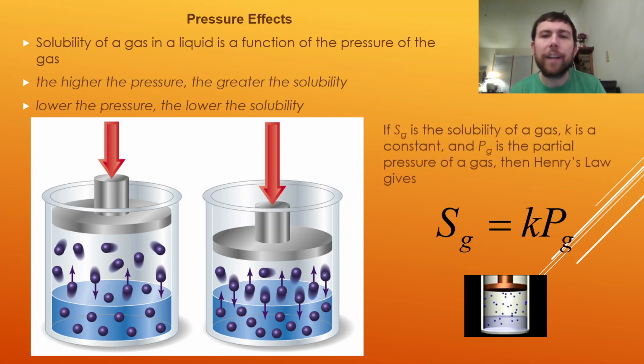All right, so if Sg is the solubility of a gas and K is a constant and Pg is the partial pressure of a gas, this was all determined based on the work of scientists, and this is now called Henry's law, which relates to us the relationship between the solubility of a gas and the pressure of a gas.